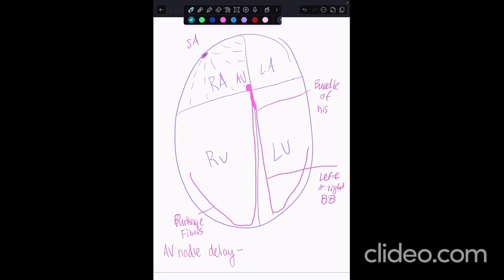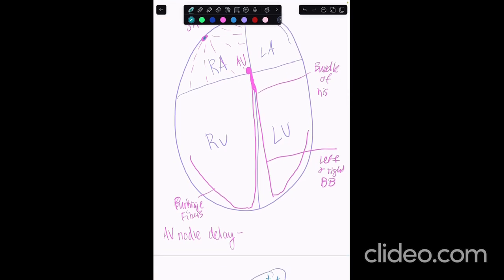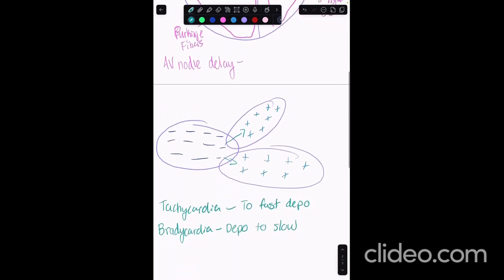With tachycardia, on the other hand, AV nodal delay doesn't take place long enough. So before filling can completely occur, the ventricles are already squeezing, sending blood out to the body, causing that fast depolarization, boom, at the body.